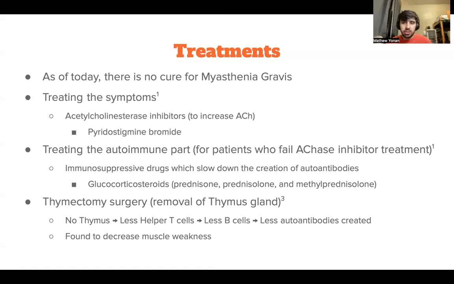A third option, which I'd say is the most risky, would be a thymectomy surgery, which is the removal of the thymus gland. The pathophysiology, the reasoning behind why this works, is that if there's no thymus, then there are no helper T cells being produced, because that's where they're produced. And if there are no helper T cells, then they can't signal to the B cells to make antibodies. So there are fewer B cells and fewer autoantibodies created. If fewer autoantibodies are created, fewer autoantibodies are blocking the ACH receptors. This has actually been found to decrease muscle weakness and help patients in the long run.